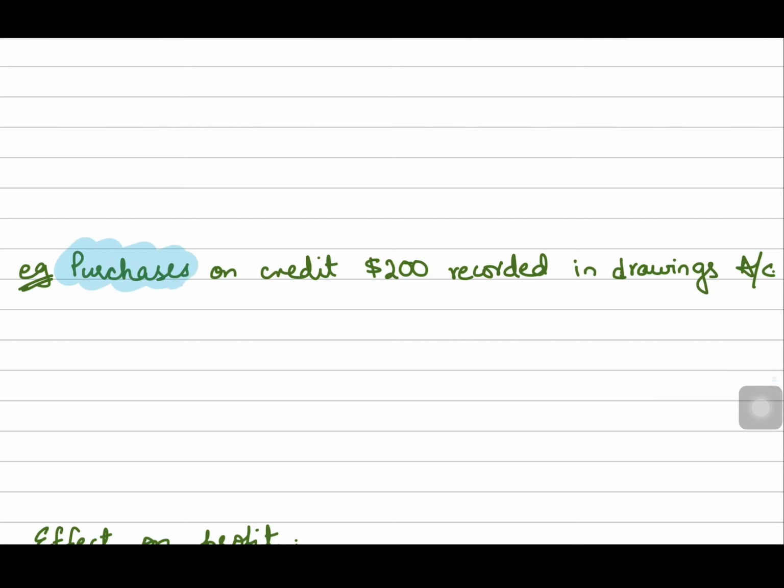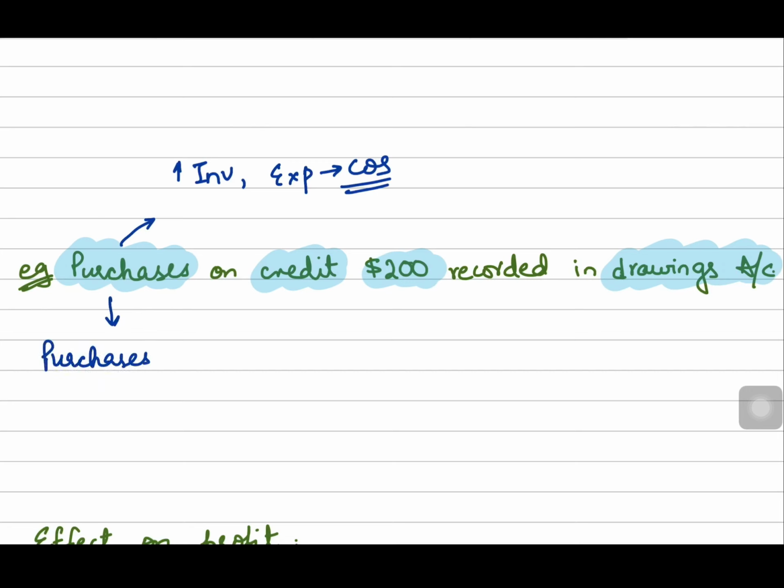For instance, purchases on credit $200 recorded in drawings account. Purchases, we know that purchases increase your inventory, right? And that is why they are also an expense of the business. They are recorded in the cost of sales. So how should this transaction have been originally recorded? I should have debited my purchases account by 200 and I should have credited any supplier's account, because this is on credit, so supplier should have been credited by 200.